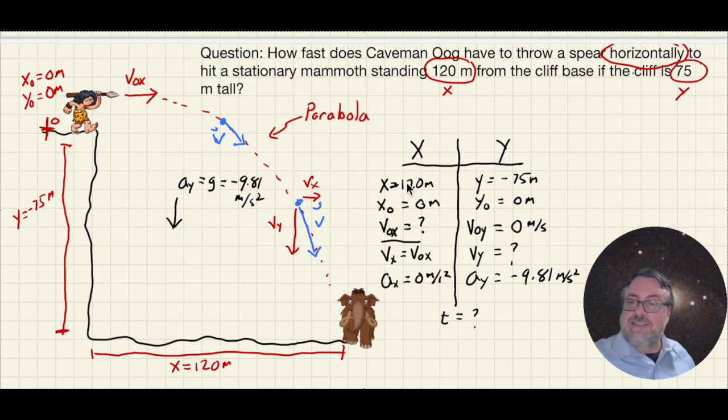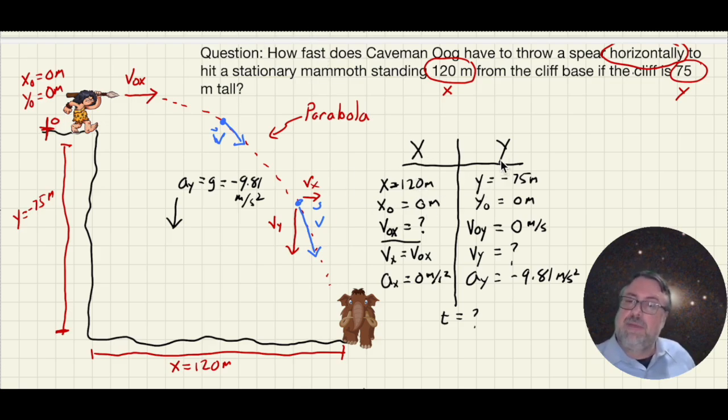Now, signs are very important because every quantity in this problem other than the time is a vector. So the sphere is going in the positive x, 120 meters, but down from the origin, minus 75. So signs matter very much for these variables. All right, so I have these variables. So let's now find out how fast the sphere needs to be thrown.